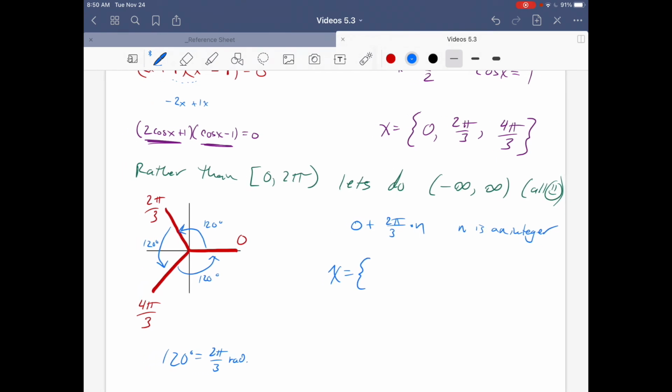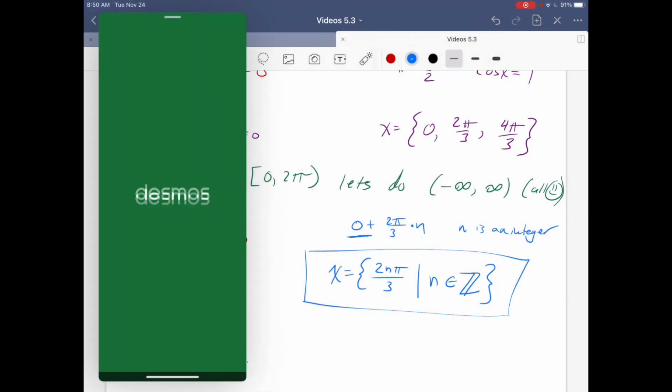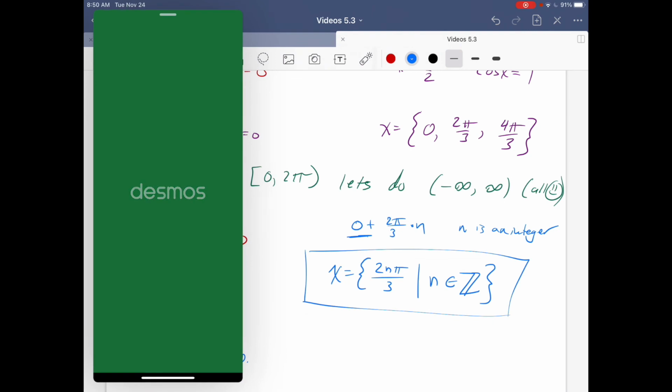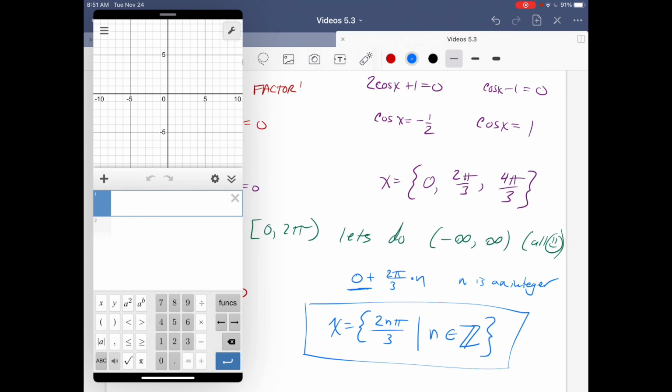And this is a really nice looking final answer. You don't have to include the 0 plus, because 0 plus is just that thing. So all solutions to this thing are just 2n pi over 3, such that n is an element of the set of integers. And I think that is a nice looking answer. In other words, you can plug in anything you want. If you put in any value for n, you will get a cosine that is either negative 1/2 or 1.